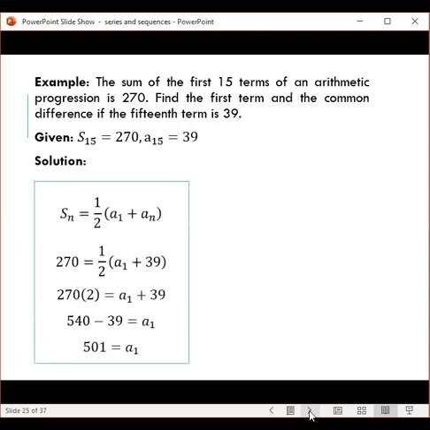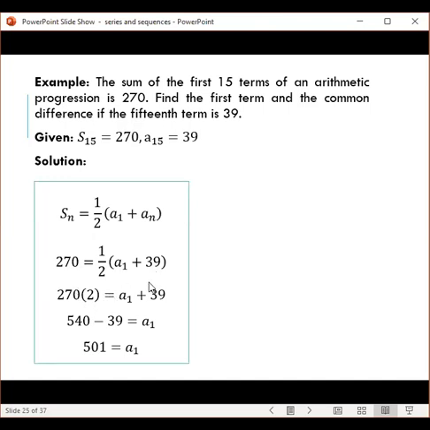So to solve for our a sub 1, we use this formula. Why do we have to use this formula? It's because we know the sum, which is 270, and we know a sub 15, which is 39. The only unknown in this equation is a sub 1, which is what we want to find. So substituting everything in our formula, S sub n is 270. This is equal to 1/2 times the quantity of a sub 1 plus 39. That's our a sub 15 or the 15th term in the progression.